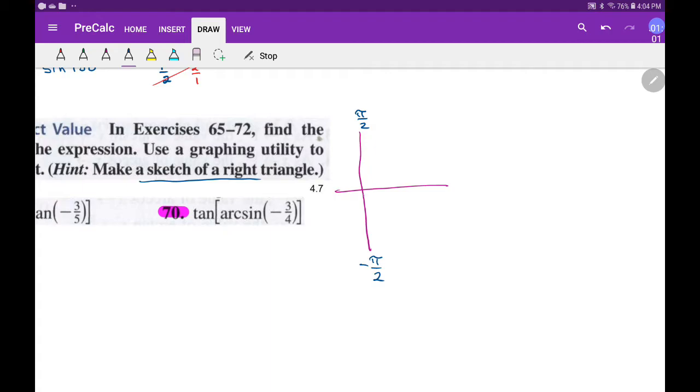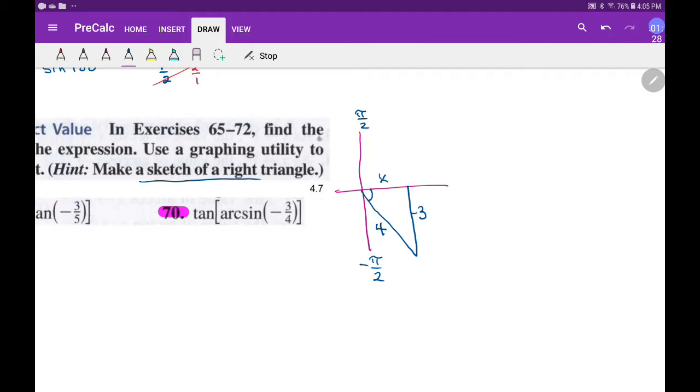Anyway, for sine, the opposite is 3. So I guess we'll do something like that. The opposite is 3, and the hypotenuse is 4. Okay? And yes, it's negative because it's down there. We're keeping track of y for sine. And then we'll get something. This is our angle right here.